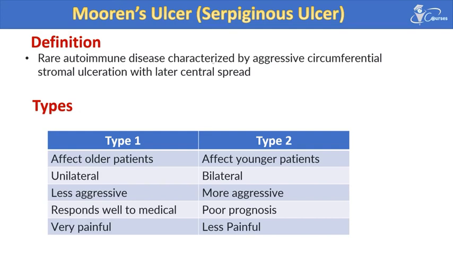So there are two types of this disease, type 1 and type 2. Type 1 affects older patients, type 2 affects younger patients. Type 1 tends to be unilateral, type 2 bilateral. Type 1 is less aggressive, type 2 more aggressive. That's why type 1 responds well to medical treatment, but type 2 has a poor prognosis because it's more progressive. But check here, here is the strange thing.